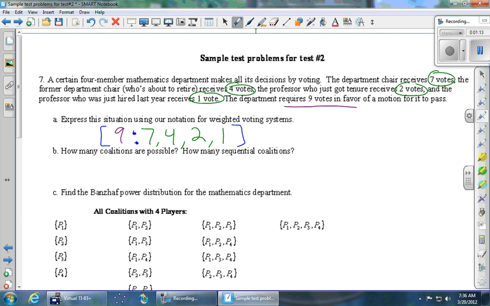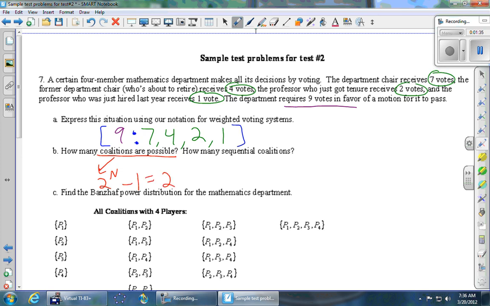Part B, how many coalitions are possible? So we have a formula. Oh, and then the other part, how many sequential coalitions? So we had 2 different formulas for these problems. So the total number of coalitions, we had this formula. It was 2 to the n, 2 to the number of players involved, and then subtract 1 when you're done.